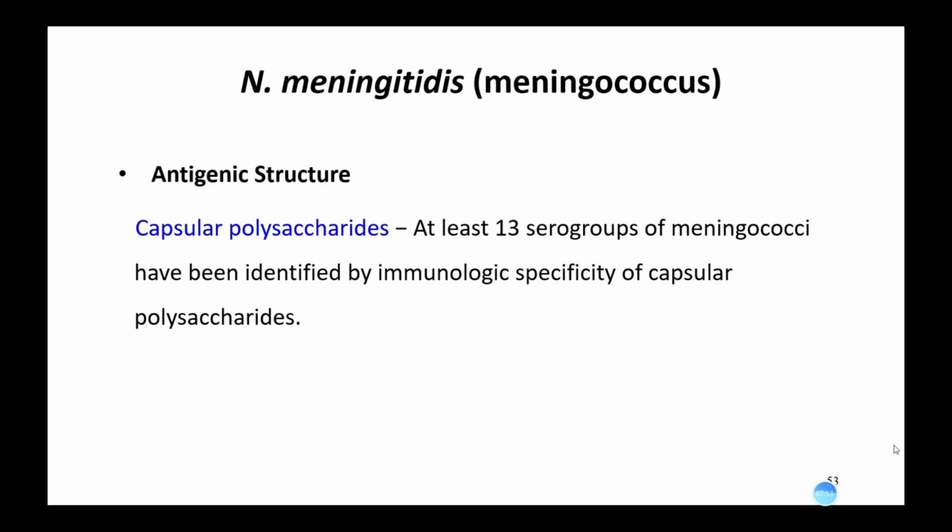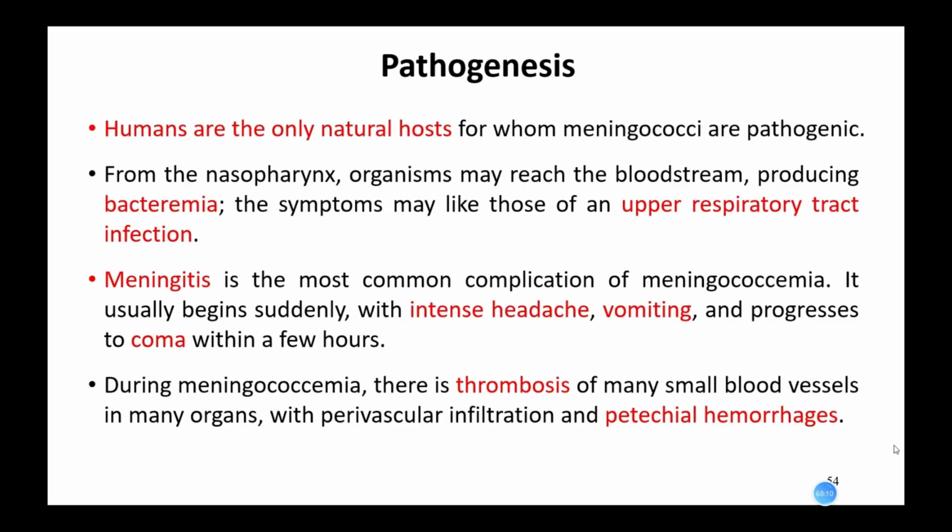Antigens of these bacteria: the most important one is the capsular antigen. We mentioned in that table that meningococci can produce a capsule. At least 13 serogroups of meningococci have been identified right now. And the pathogenesis of meningococci: humans are the only natural host for meningococci to cause disease. And they enter our body through the upper respiratory tract, the nasopharynx.